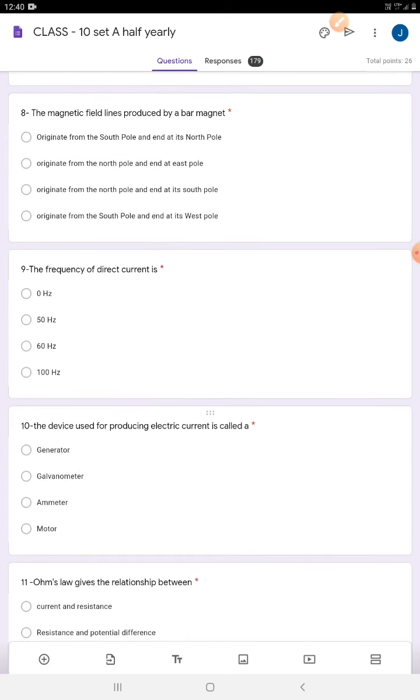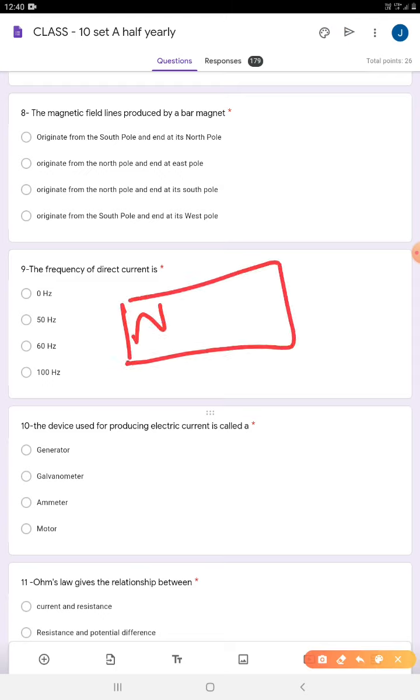Question number 8. The magnetic field lines produced by a bar magnet. Okay, as we know about a bar magnet, there are two poles, north pole and south pole. It is asking about magnetic field lines. So okay, we have to read out all the options. And we know about magnetic field lines. They always originate from the North Pole and end at the South Pole of the bar magnet, outside the bar magnet. This is a very important point. Okay, so from this knowledge we can choose our option which will be right. Okay, so the third option is right. Originated from the North Pole and ends at the South Pole. Okay, that is about outside the bar magnet.